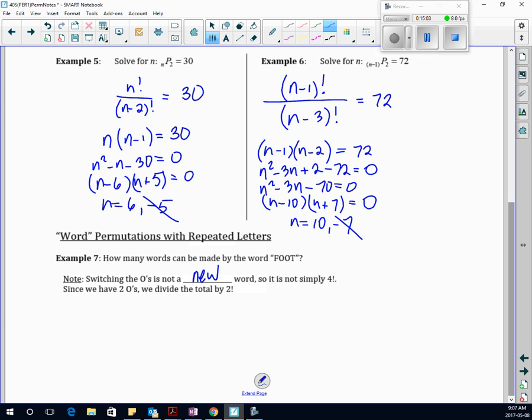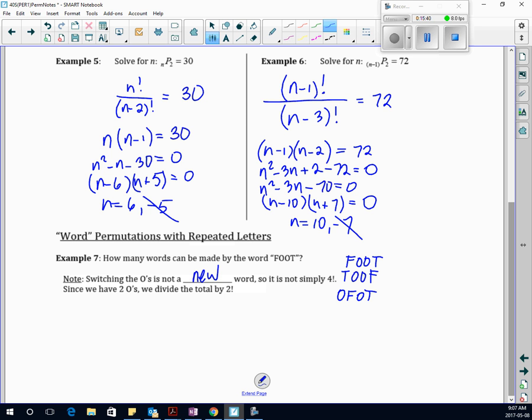So what happens here is if you have repeated letters, you have to divide by the number of repeated letters factorial. So to get our heads around this, let's actually list all the different ways we can rearrange foot. There would be 12. Do you think we could come up with 12? So there's foot. Then there's toof. Now we could put the O first, maybe.